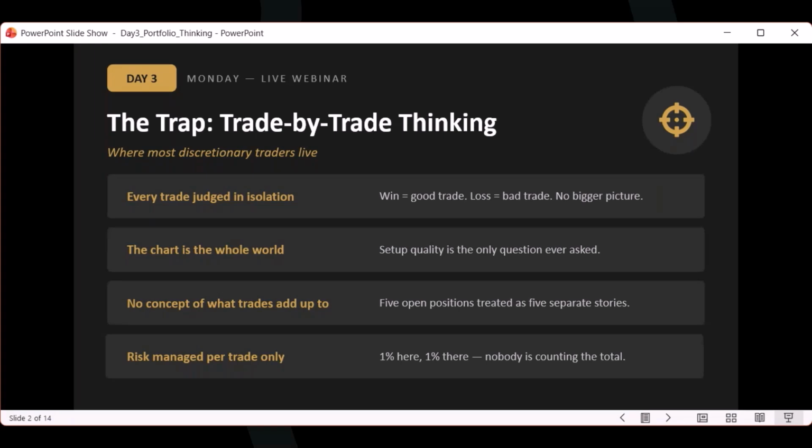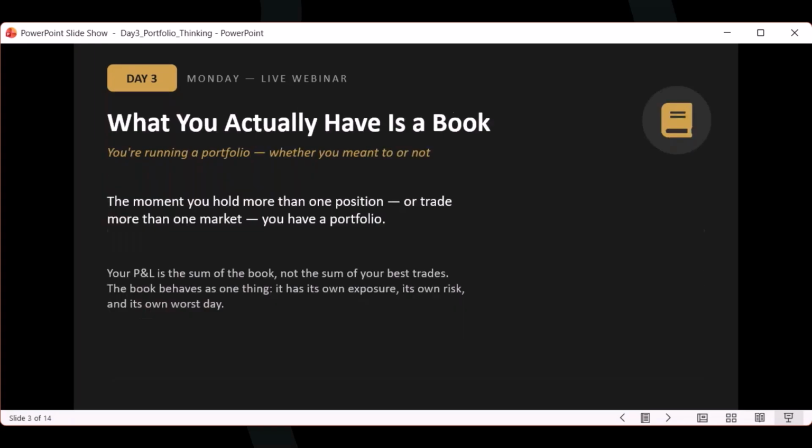So really what we're talking about today is trying to overcome some of these issues and start to look at what you actually have, which is a book. So you're running a portfolio, whether you're meant to or not. The moment you hold more than one position or trade more than one market, you have a portfolio. So your overall profit loss is the sum of the book, not the sum of your best trades. The book behaves as one thing with its own exposure, its own risk, and its own worst day and its own good day. And that's where we want to shift the thinking a little.